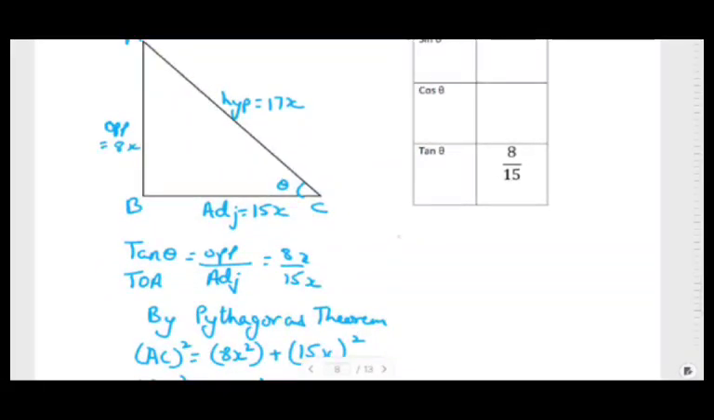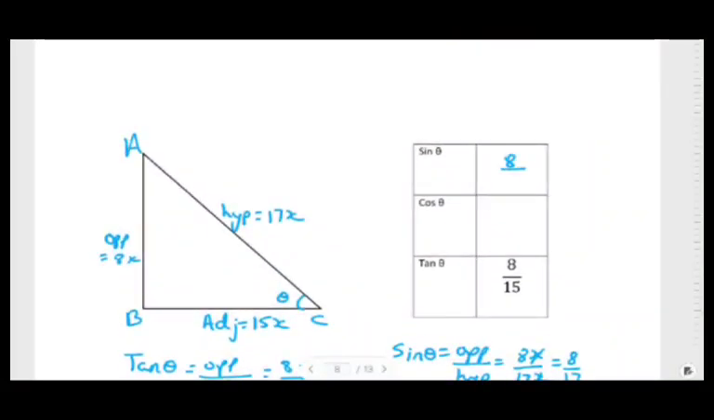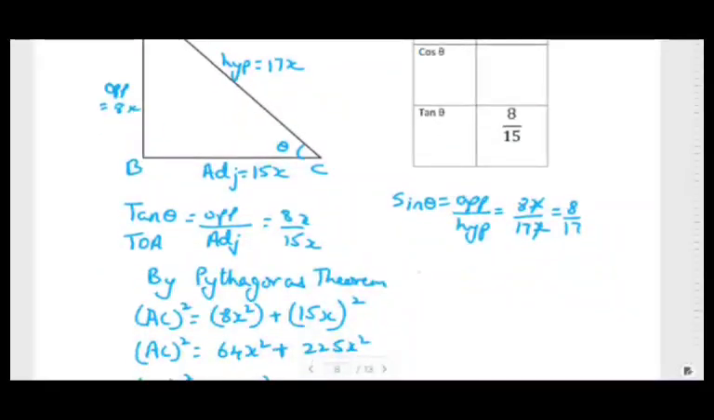Now, find my sine value. Sine theta, opposite upon hypotenuse. What's my opposite? 8x. What's my hypotenuse? 17x. 8 upon 17. Cos value, adjacent upon hypotenuse. Adjacent is 15x, hypotenuse 17x, x cancels, 15 upon 17.